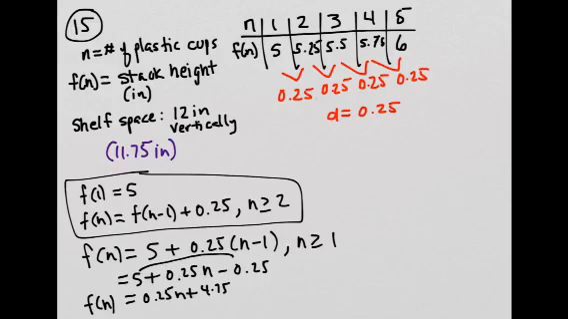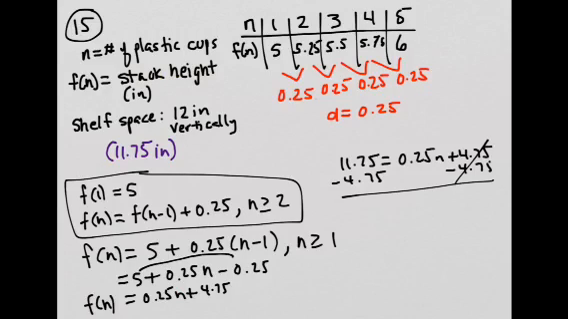Alright, so now we need to solve for the number of cups that we can fit in the shelf. So remember, f of n represents the stack height, and we want that to be no more than 11.75 inches. So I'm going to replace the left side with 11.75, and then I'm going to solve for n. So 11.75 equals 0.25n plus 4.75. We're going to subtract 4.75, and so I get 7.